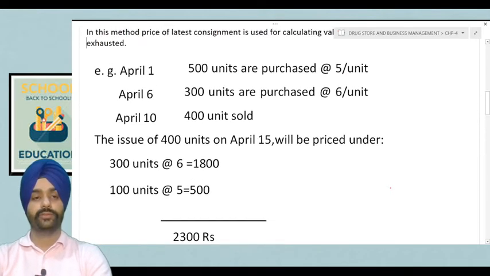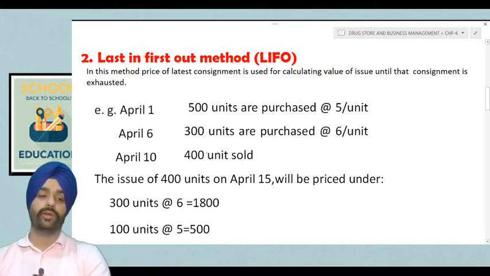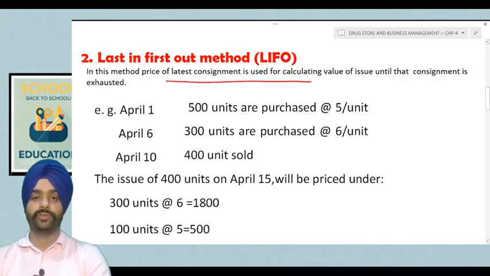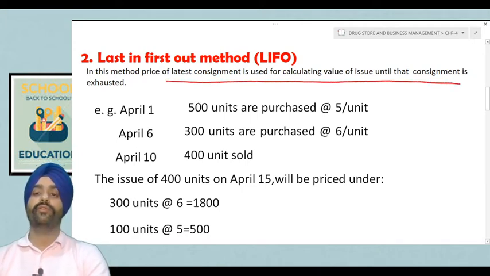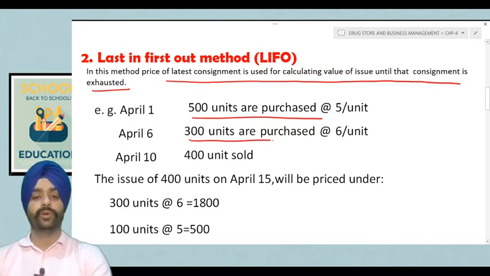Now the next is the last in first out method. It is the reverse of the first one. In this method, the price of the latest consignment is used for calculating the value of issue until the consignment is exhausted. For example, 500 units were purchased at rupees 5, and then on the 6th April 300 units were purchased at rupees 6 per unit.